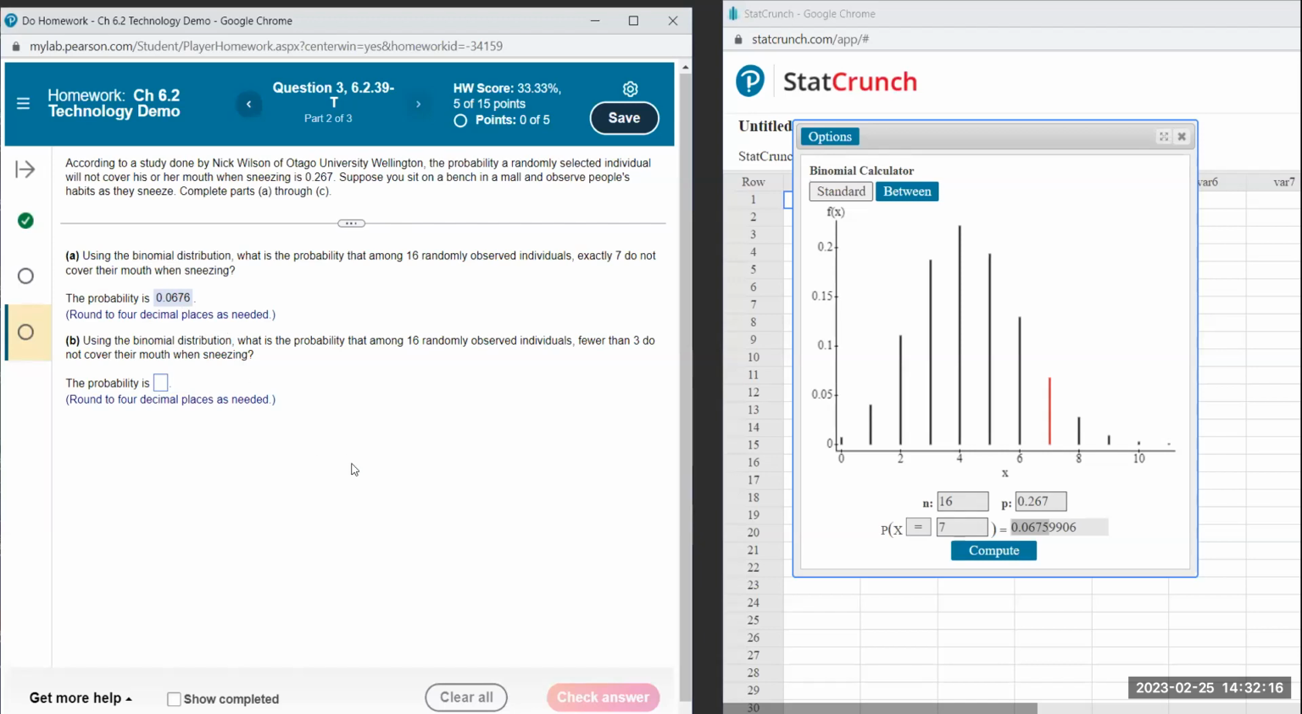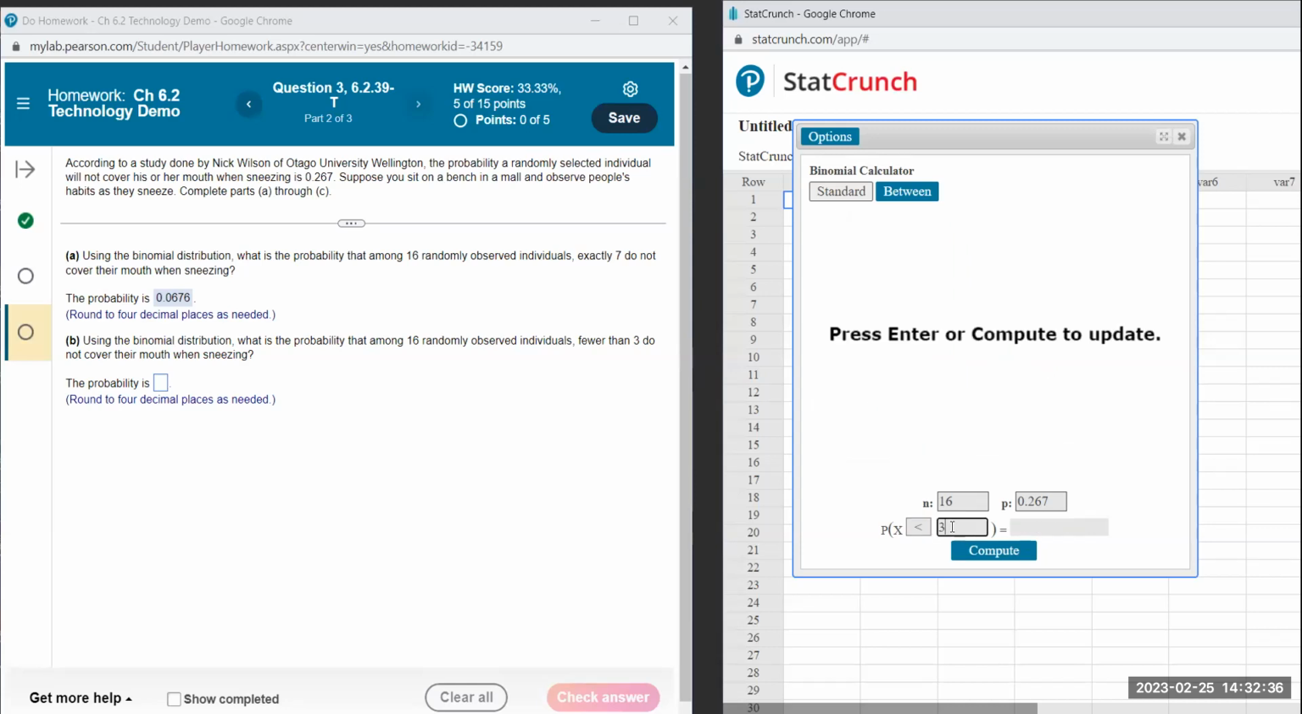Again, using this distribution, what is the probability that among these 16 people, less than 3 do not cover? So now we're going to do less than. It didn't say less than or equal to 3, so strictly less than. There's this one, which would be less than or equal to, or this one, which is strictly less than. So there are 2 options there. Make sure you choose the correct one depending on how it's worded.